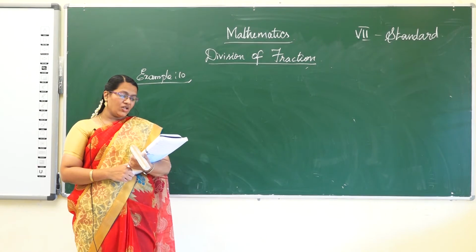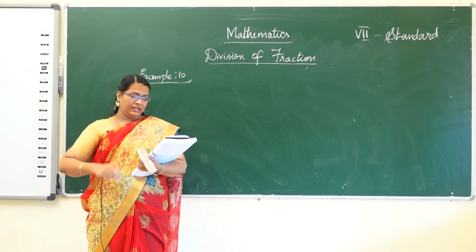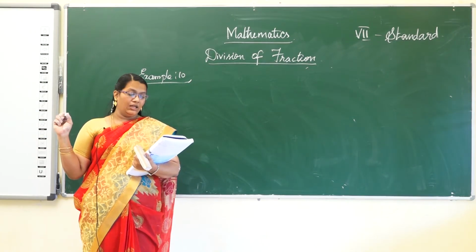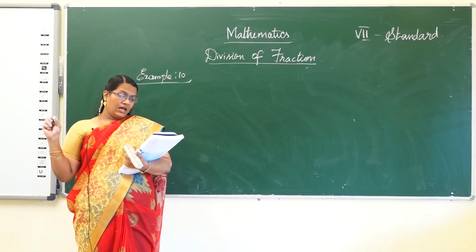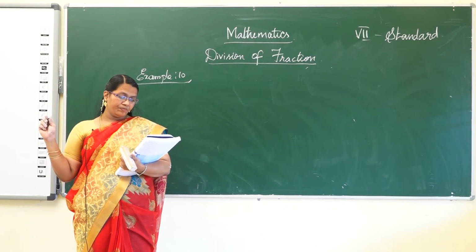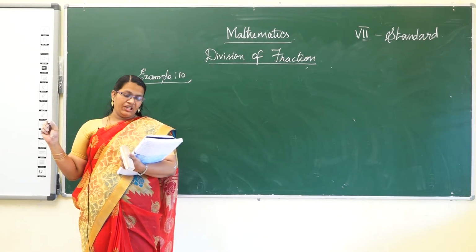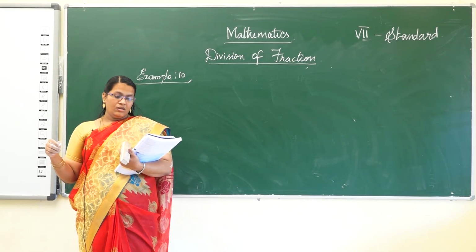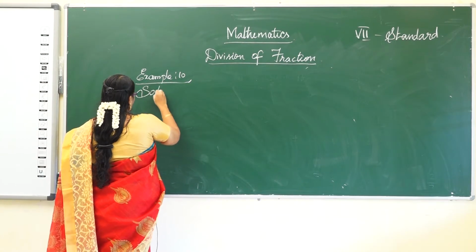How many pieces of rope did she get? The long rope has a length of 21 meters, and it is divided into pieces of 3 1/2 meters each. So how many pieces? Just divide. Okay, so the length of the piece is the given.